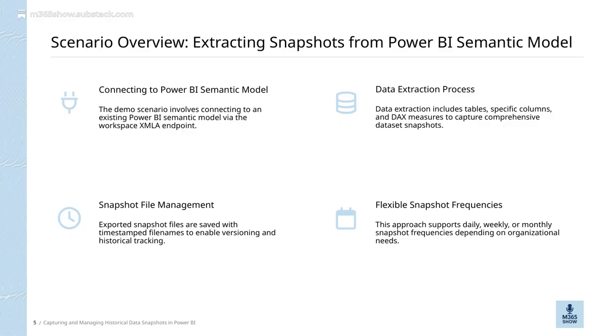To connect to the Power BI semantic model, we use the Workspace XMLA endpoint. In our demo scenario, we'll demonstrate how to establish this connection, which is the first step toward automating and streamlining the snapshot process. This connection method is powerful because it allows us to directly access the underlying data model, providing more control and flexibility in managing our snapshots.